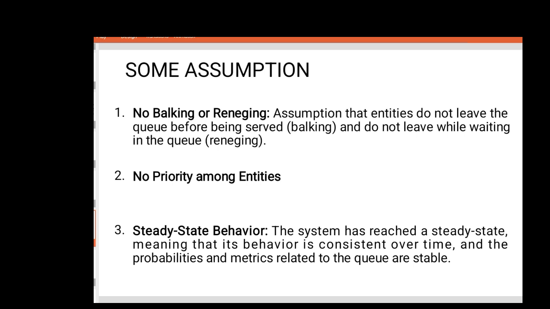Third, steady state behavior. The system has reached a steady state, meaning that its behavior is consistent over time, and the probabilities and metrics related to that queue are stable.